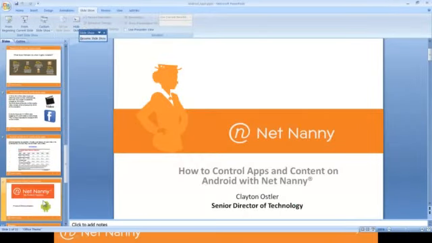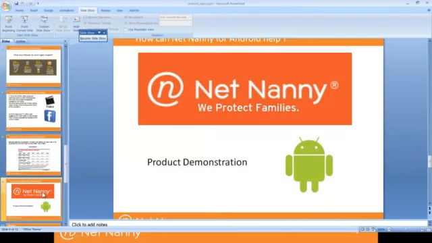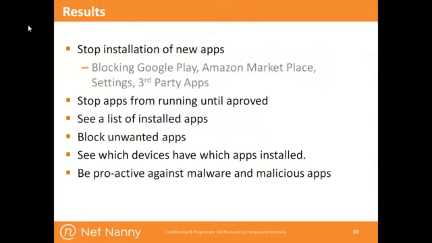I did want to open it up to any questions and see if there's anything I could answer, just to kind of give you an overview of what we covered today. Obviously, NetNanny provides the content filtering, which everyone is familiar with. That filtered web browser, the ability to block categories or types of websites, mask profanity. But in addition to that, we can stop the installation of new apps, and that's simply by blocking Google Play, Amazon Market, and blocking the settings so people can't install third-party apps.